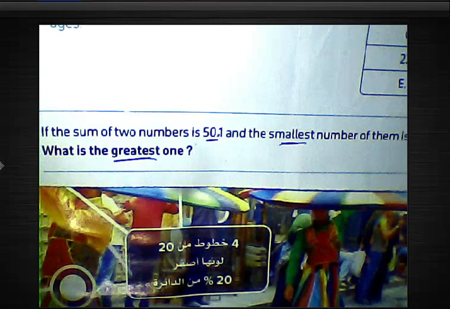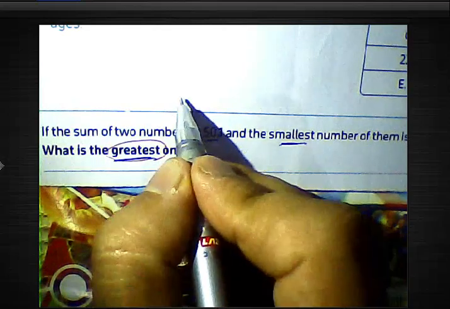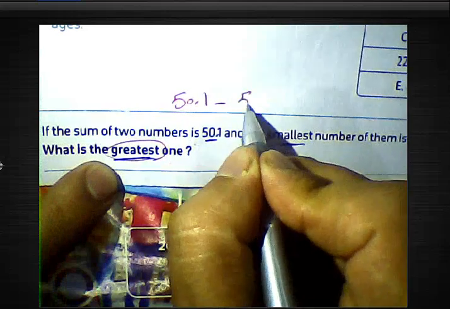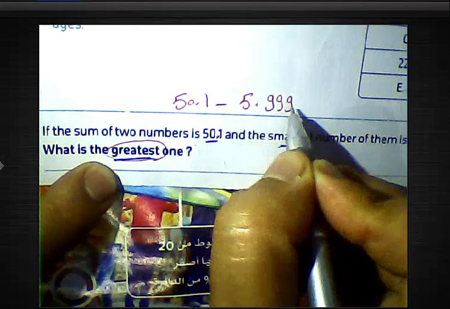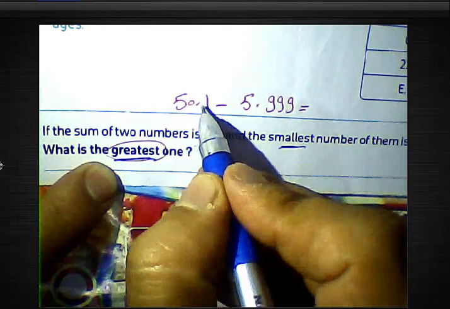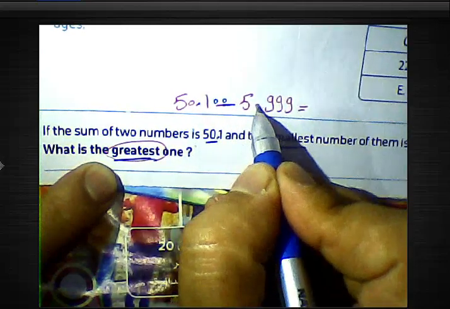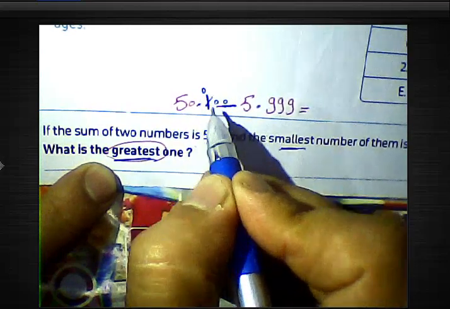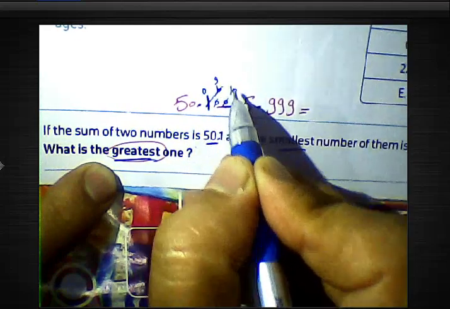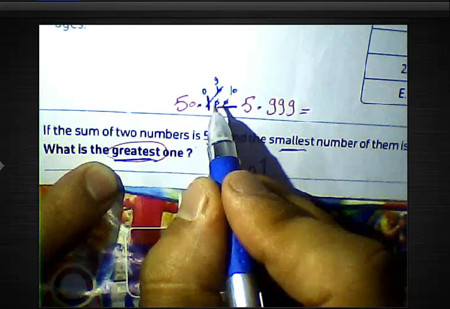We have the sum here. We want to find the greatest one, so we must find the difference between them. 50.1 subtract 5.999. We can find the difference by borrowing 1 and putting double 0 here. Okay, 0 minus 9, we can't do it. Borrow 1, 1 will be 0, 0 will be 10. Borrow 1, 10 will be 9 and 0 will be 10. 10 minus 9 equals 1. 9 minus 9 equals 0.